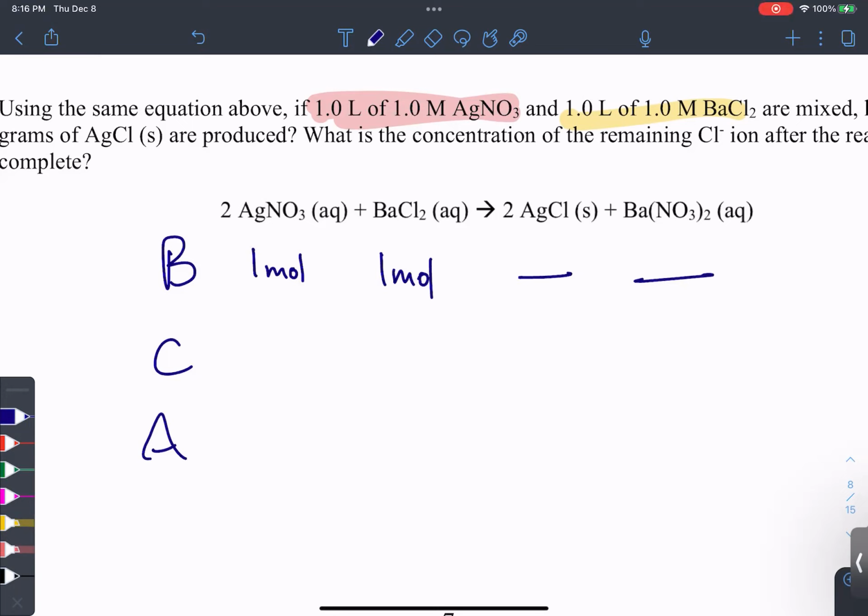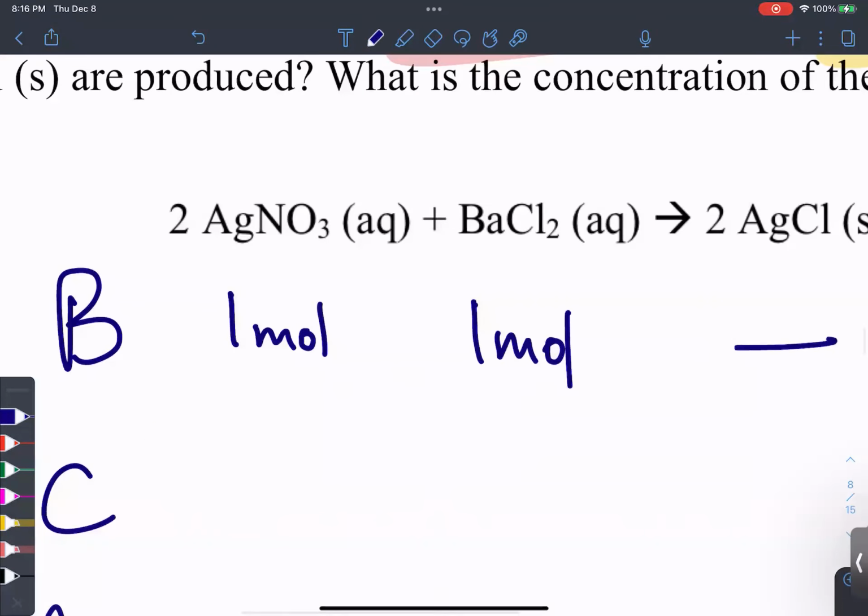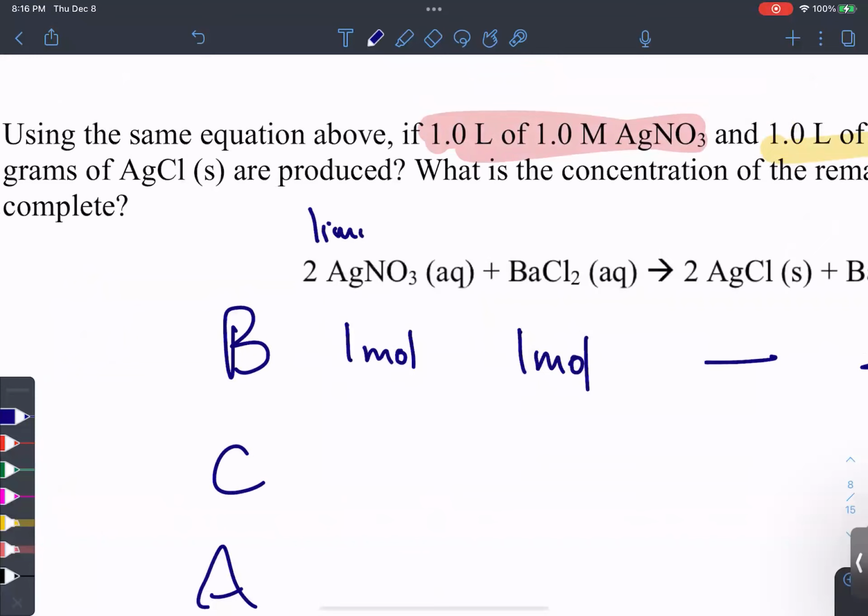Remember in chapter 3 how we did limiting reactants? I said calculate it twice and figure out which one produces the least amount. That's your limiting reactant. But just look at these numbers and think, which one's going to run out first? Silver or barium? Silver, because you're using it twice as fast. You start with the same amount of both, so silver is going to be limiting.